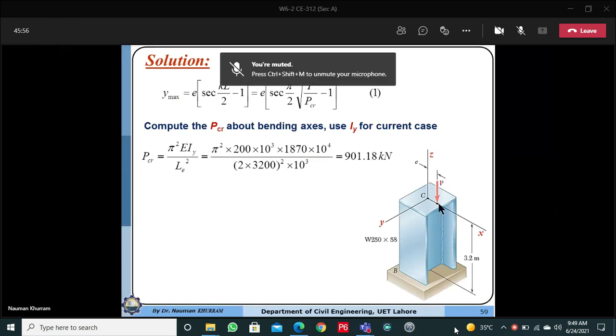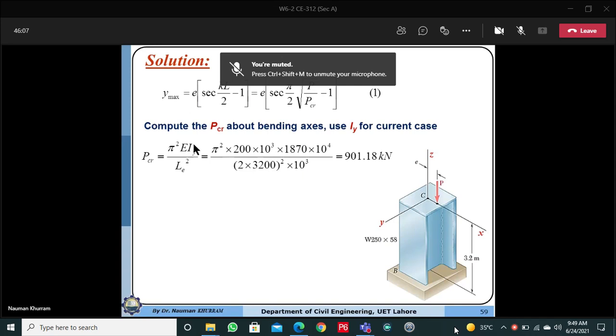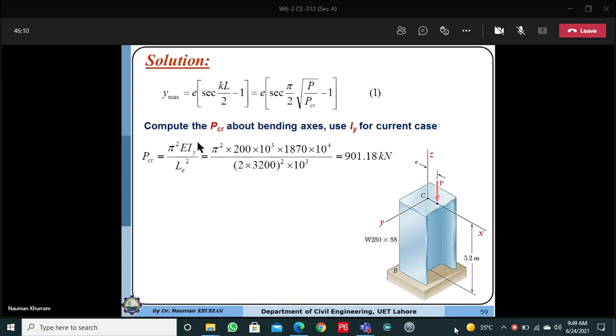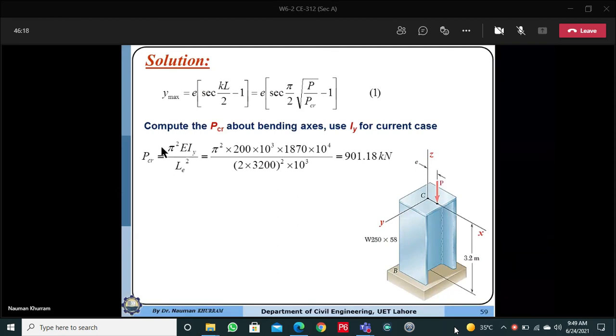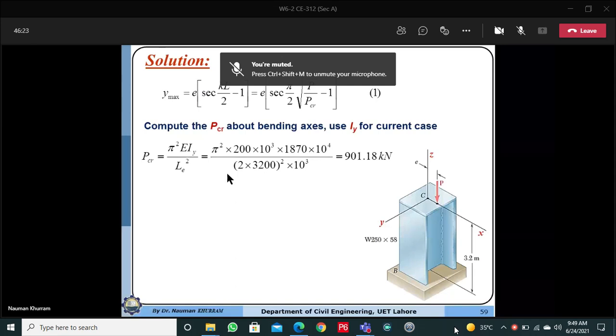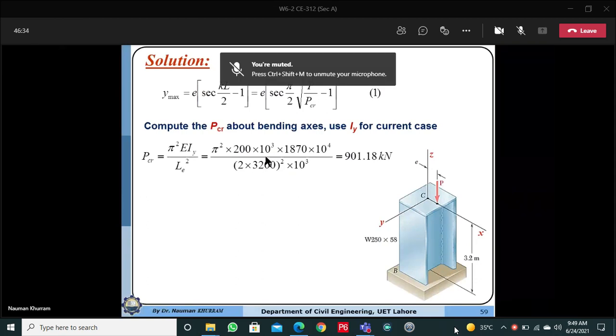So the moment is produced about the y-axis. So P critical will also be computed by substituting the moment of inertia about the y-axis, the same axis about which the bending may take place or the column is eccentric. So P critical you can determine as pi square E, and you shall substitute the Iy value and the effective length of the column, which is 2 multiplied by the total length in millimeters. So all values in this expression should be in Newton and millimeter.